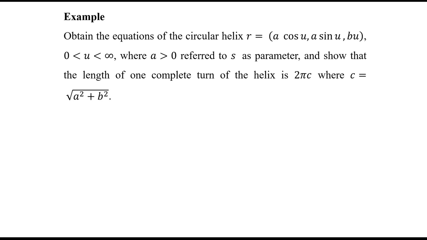So now we are going to see some examples. Obtain the equation of circular helix where r equal to a cos u, a sin u, bu, where u lies between 0 to infinity and where a is greater than 0, refer to SS parameter and show that the length of one complete turn of the helix is 2 pi c, where c equal to square root of a square plus b square.